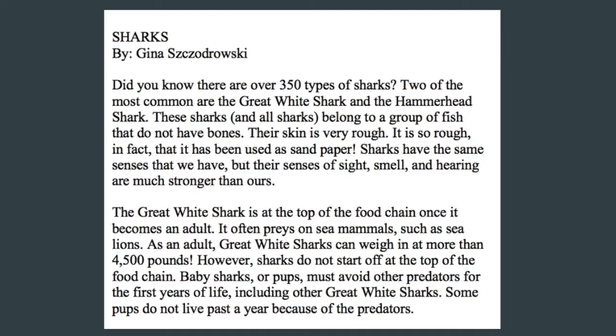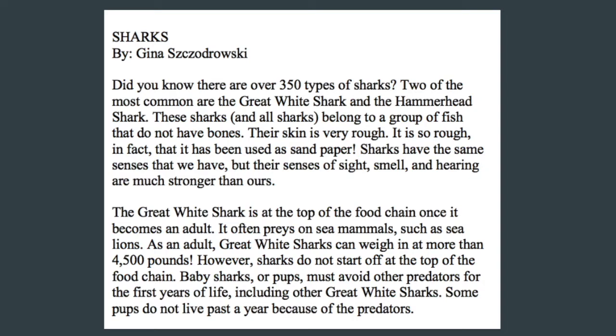Did you know there are over 350 types of sharks? 2 of the most common are the great white shark and the hammerhead shark. These sharks, and all sharks, belong to a group of fish that do not have bones. Their skin is very rough. It is so rough, in fact, that it has been used as sandpaper. It's kind of gross. Sharks have the same senses that we have, but their senses of sight, smell, and hearing are much stronger than ours.